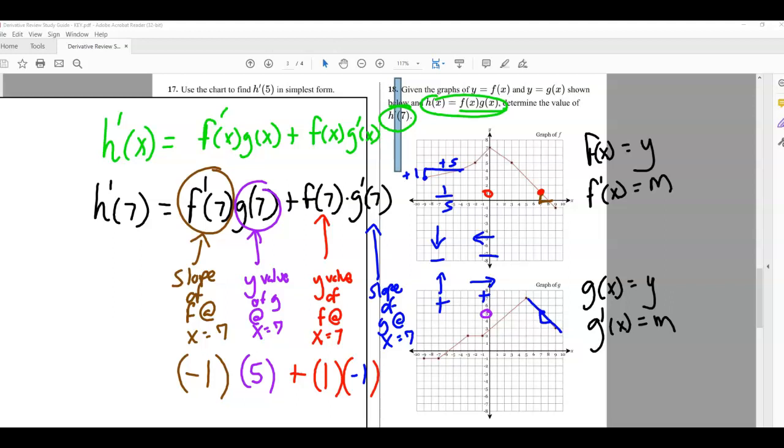Anyway, we're ready to continue calculating this. So -1 times 5 is -5. 1 times -1 is -1. -5 plus -1 is -6. Final answer there.